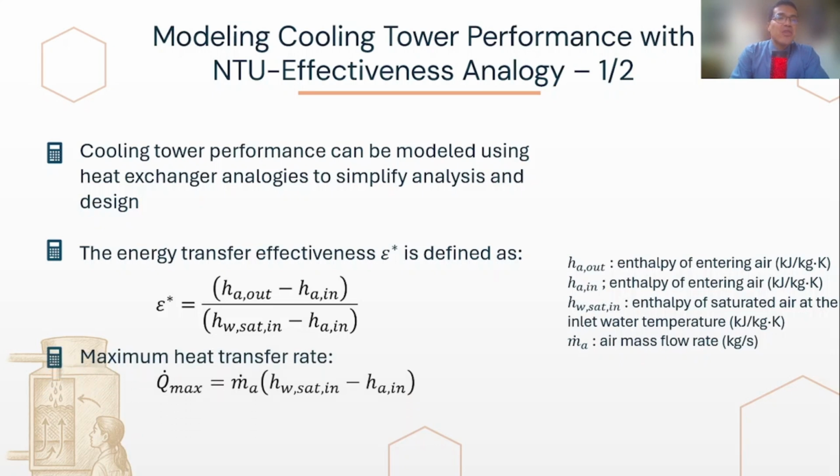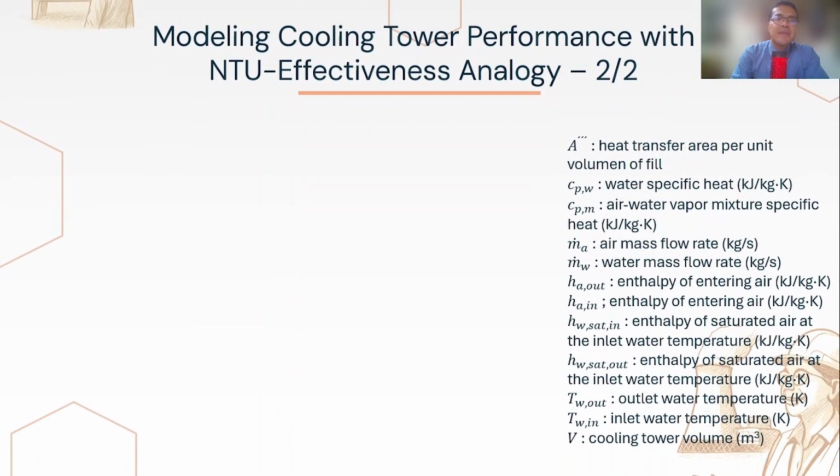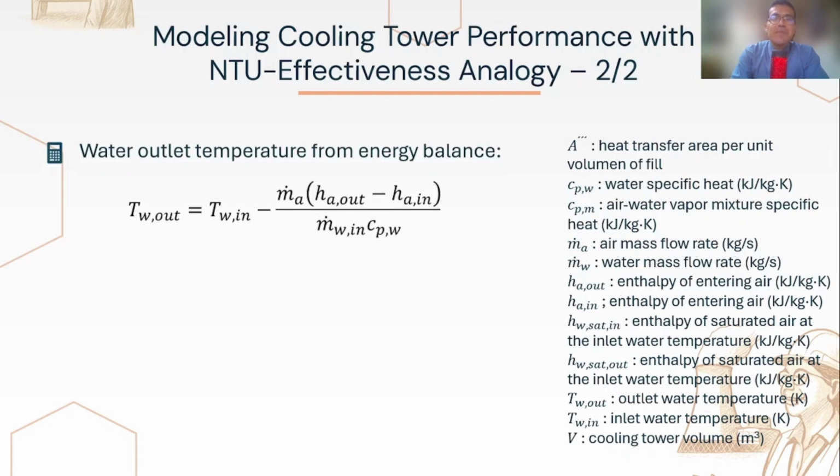We define the maximum heat transfer Qmax as using the mass flow rate of air and the enthalpy difference between saturated and inlet conditions. Then the actual heat rejected is simply epsilon times Qmax. With the actual heat transfer known, we can compute the water's outlet temperature. This is done by applying a basic energy balance across the system, using the enthalpy change of the air.